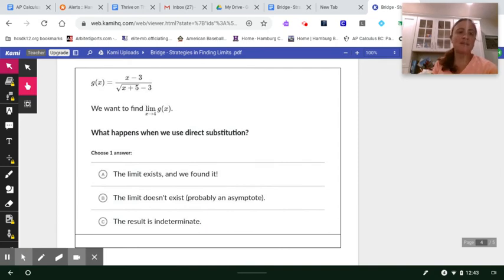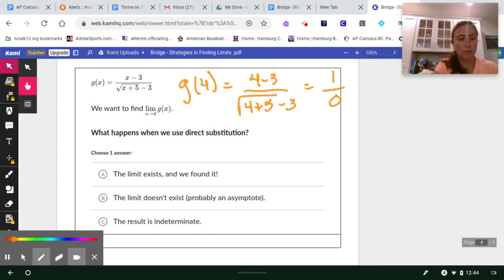So these were just some samples. This happens to be a multiple choice question, but I just want to go through and talk it out. We want to find the limit as x approaches 4 of g of x. So what happens when we try direct substitution? Take a moment. Just copying this part down and substituting in the 4 is enough work for this. You don't need to copy all the choices down. But take a moment, pause it, plug in your 4, and let's see what happens.